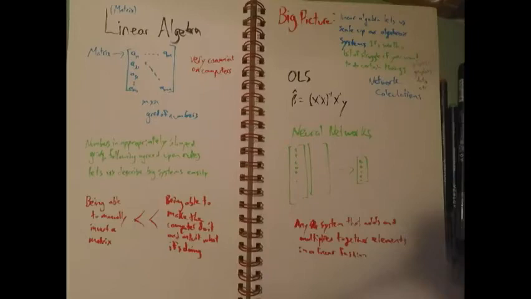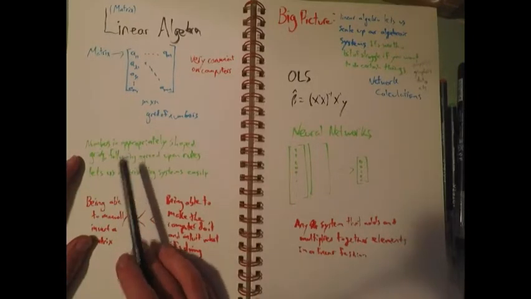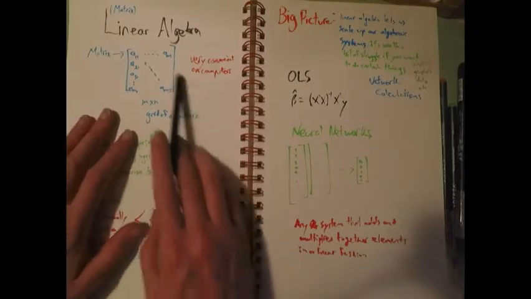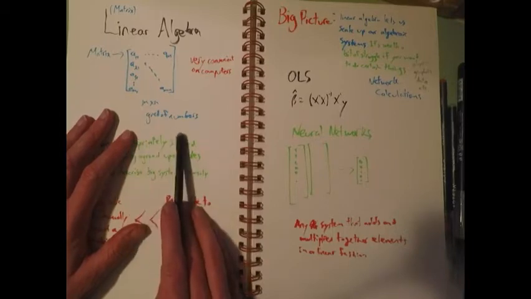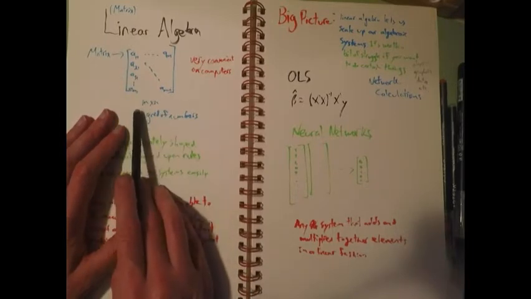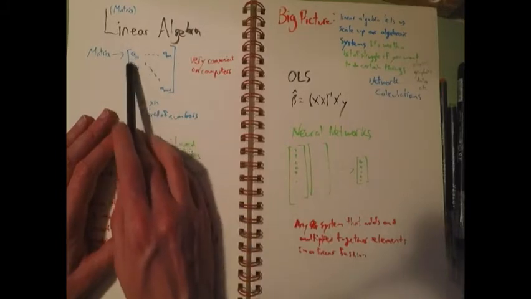Let me try and give the shortest possible introduction to the idea of linear algebra, sometimes also known as matrix algebra. So let me start with all that we're talking about here is a matrix, and a matrix is just a grid of numbers, right? So we've got, say, m rows and n columns.